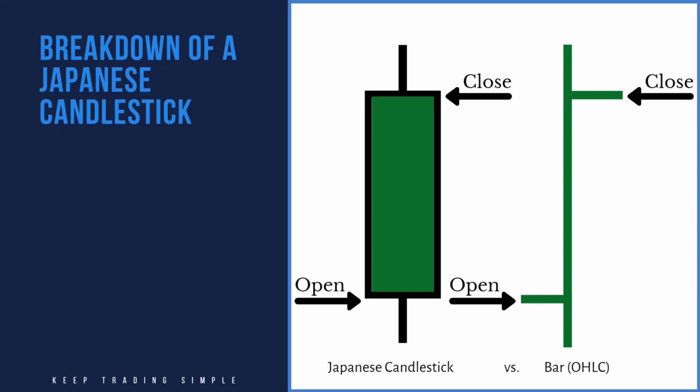Now, on the right-hand side, this is obviously the breakdown of a Japanese candlestick, but you can see the same exact data, and you can see why bar charts, the OHLC, actually exist. They both show the same thing.